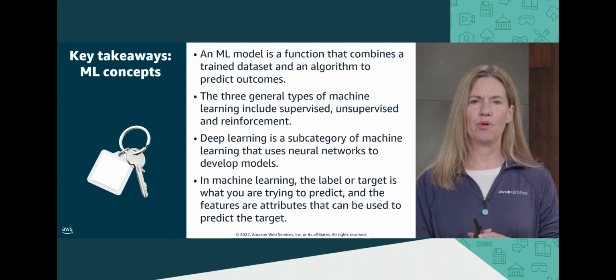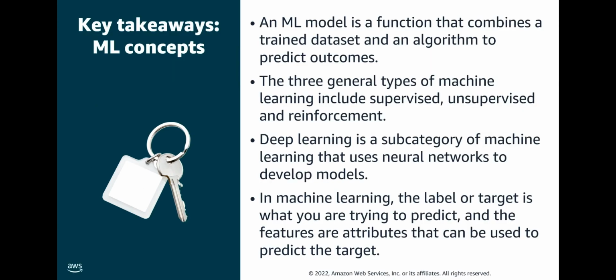Here are a few key points to summarize this section. An ML model is a function that uses an algorithm and a trained data set to predict outcomes. Machine learning can be divided into three types of models: supervised, unsupervised, and reinforcement learning. Deep learning is a subcategory within machine learning where the models are developed on a neural network. This enables the models to recognize patterns that are much more complex than with traditional algorithms.